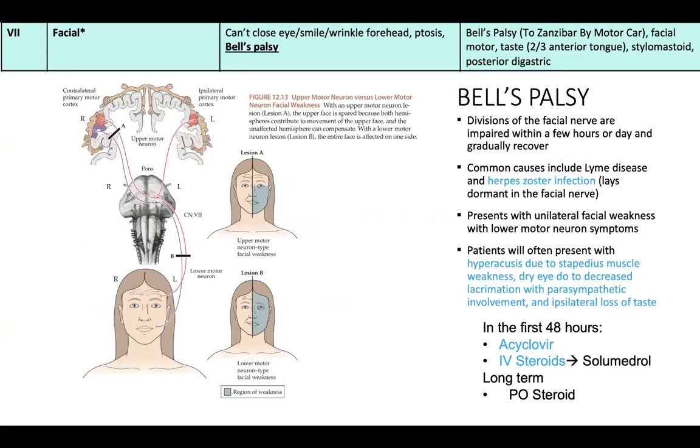Okay, Bell's palsy. It looks like a stroke, but it's not one. It just affects cranial nerve 7. So you've got facial drooping, but you have no other deficits. And it's usually caused by herpes zoster. Treatment is going to be acyclovir and IV steroids.